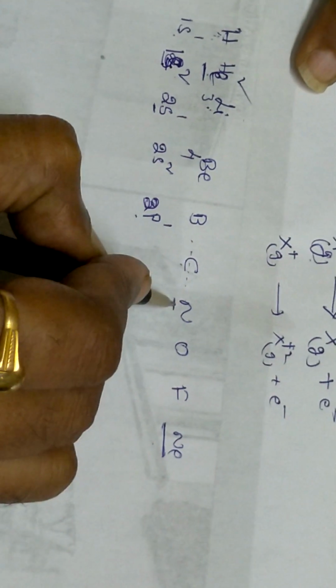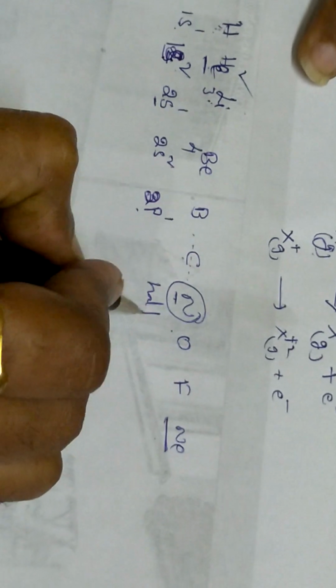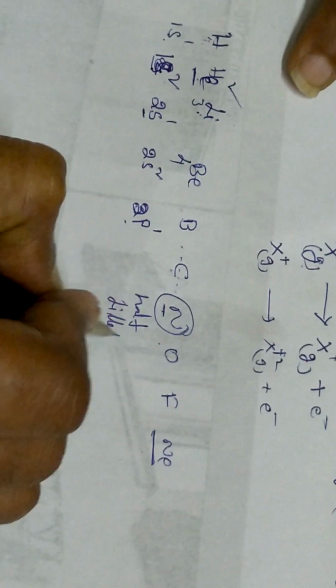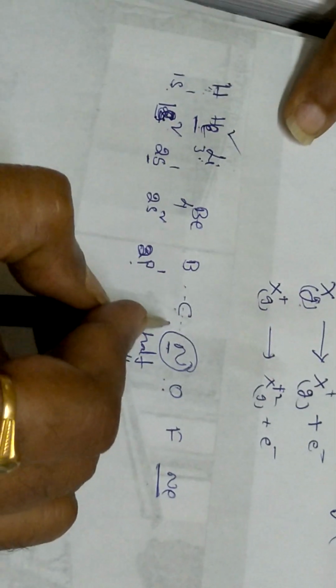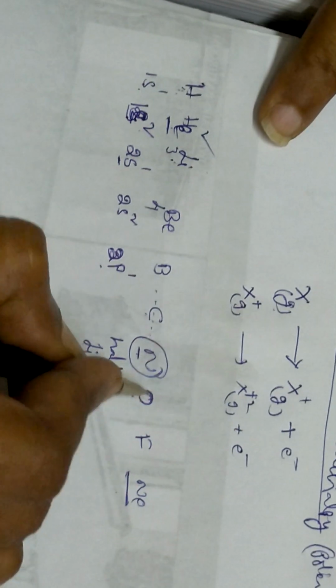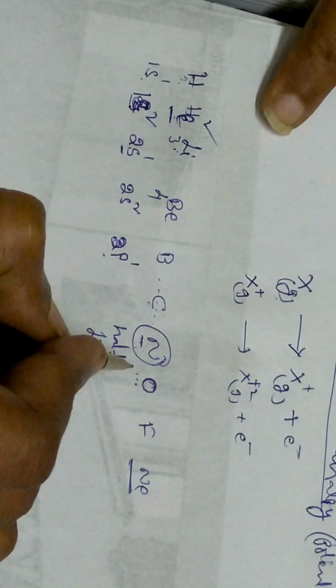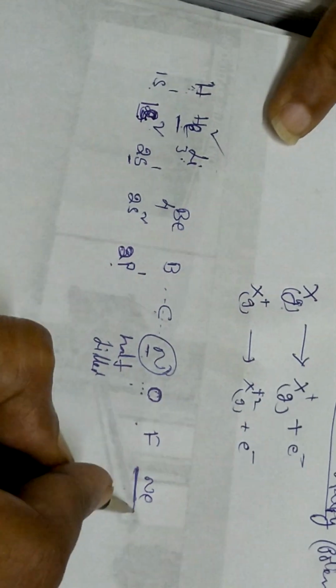Why is nitrogen increasing compared to oxygen? This is half filled. Here again, 4 electrons in the p orbital. 4 means one is joining in another one. So oxygen's ionization potential compared to nitrogen will be lesser. Fluorine again it will go up, neon it will be the highest.